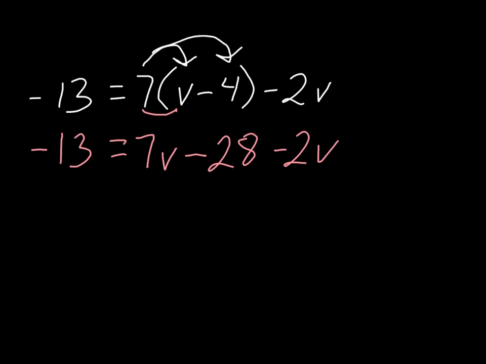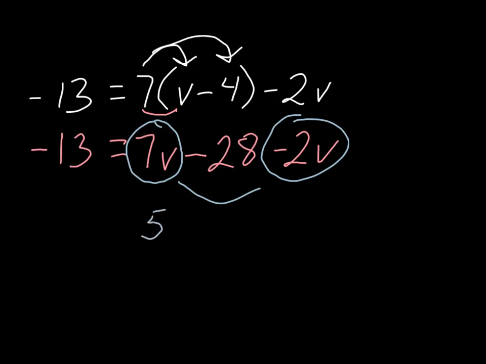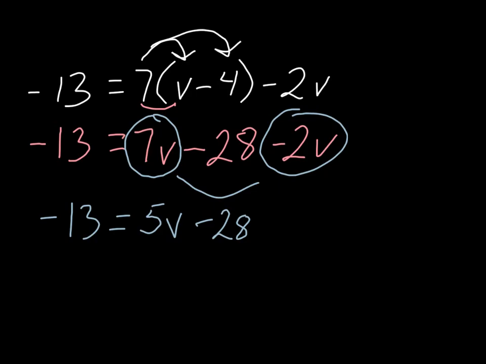So there. Now I'm ready to go ahead and combine my variable terms. So my variable terms are 7v and minus 2v. Once again, I include the sign that is in front of the term. So if I combine this, a positive 7v and a minus 2v, that's going to give me a positive 5v, and bring down the rest of the equation. So minus 28 and minus 13 over here on this side, and we are left with a two-step equation.